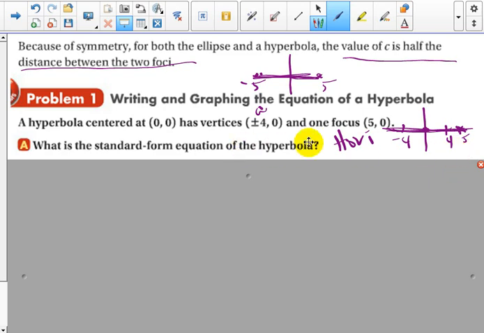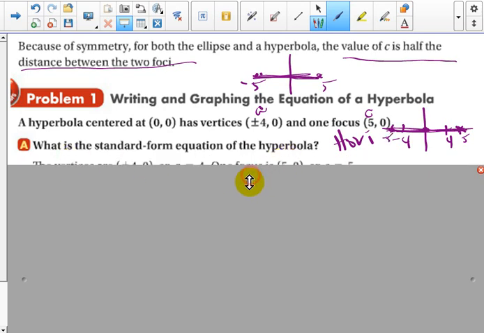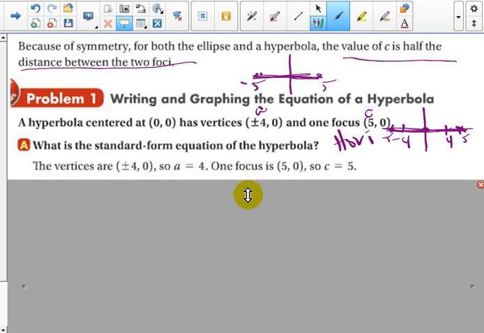Okay? So we've got our A and we've got our C. That means we'd have another focus where? At -5. We'd have another one right there at -5. They gave us one of them, so the other one is on the left. So we can say the vertices give us A for the horizontal, so A is equal to 4. And because they gave us one of the focus, it's at 5. So C is equal to 5, A is equal to 4.